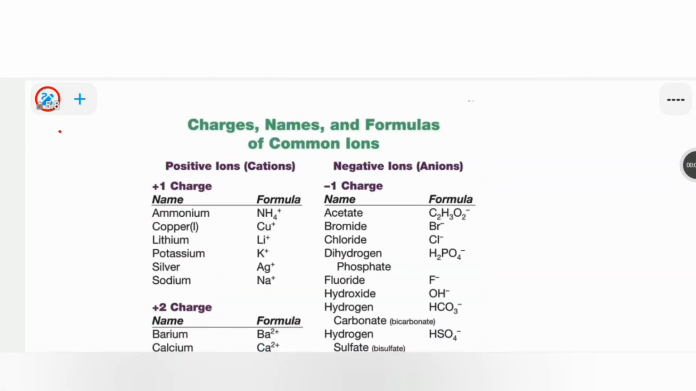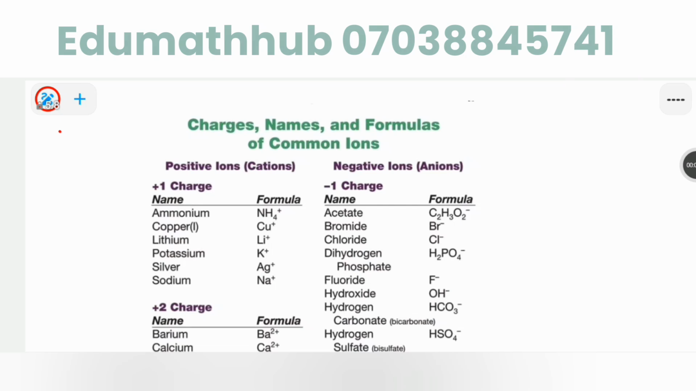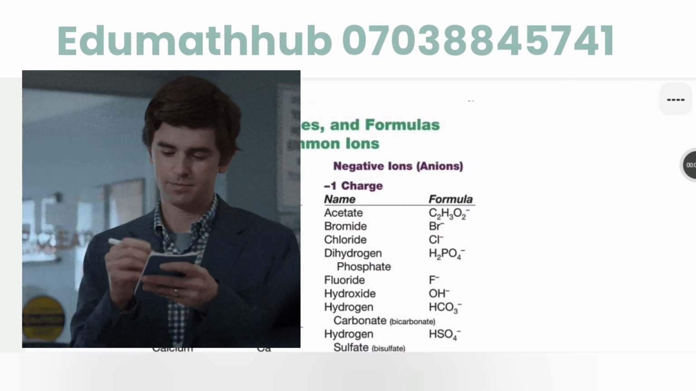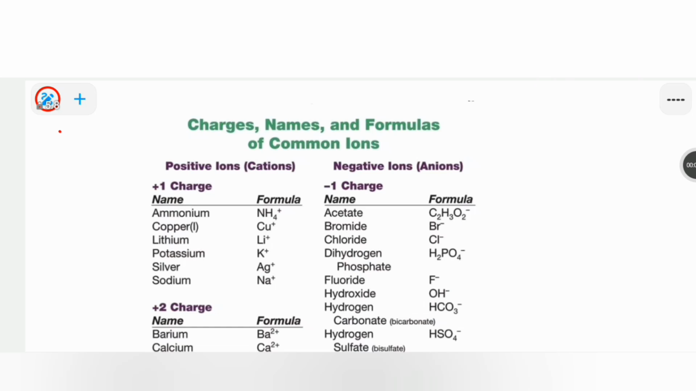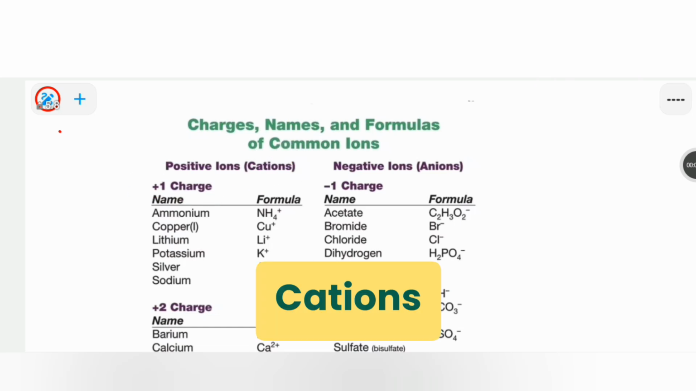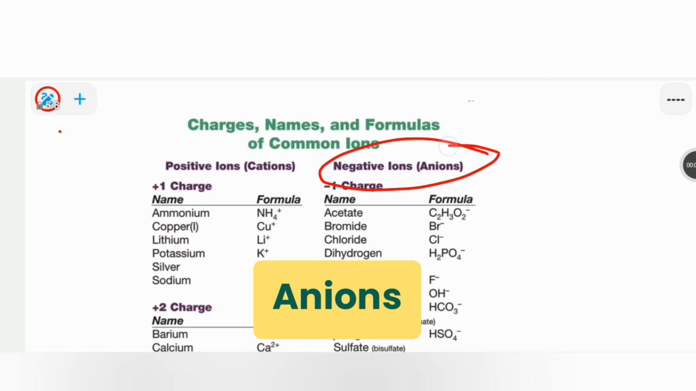In this video, we're going to be talking about the ions in chemistry, the positive ions and negative ions. And this video will help you know how to form the chemical formula for any compound. So let's start with the ones that have a charge of +1. So these are the positive ions. The positive ions are called cations, while the negative ions are called anions.